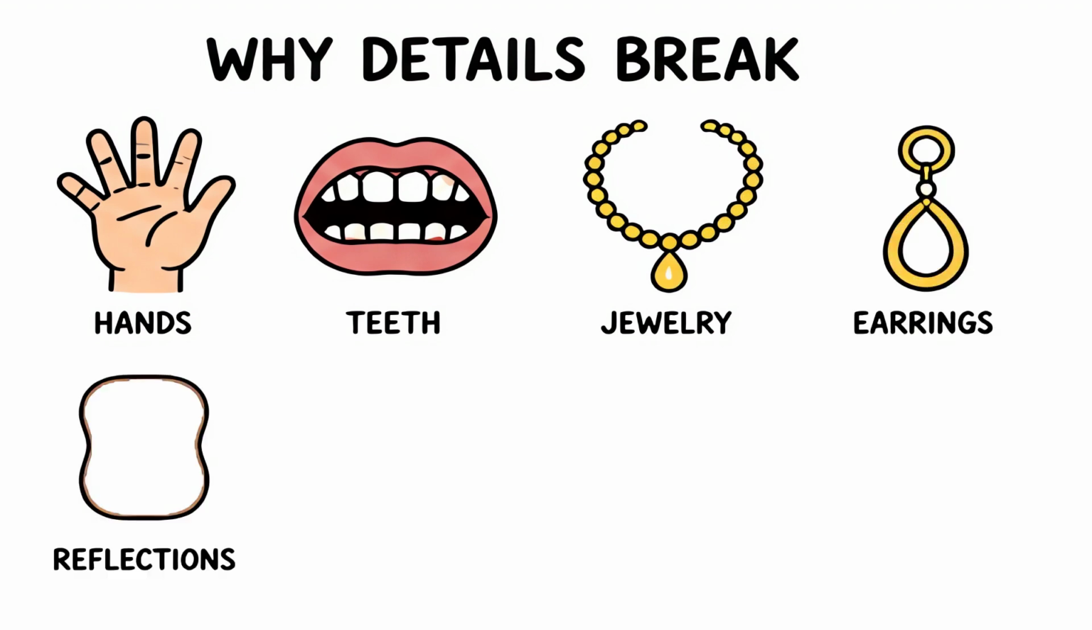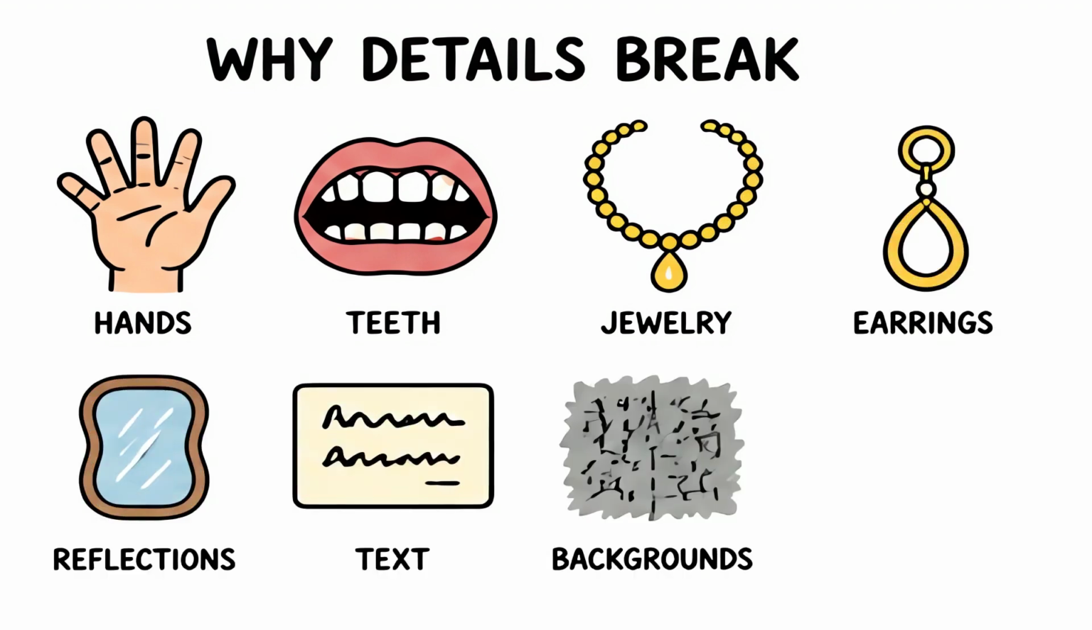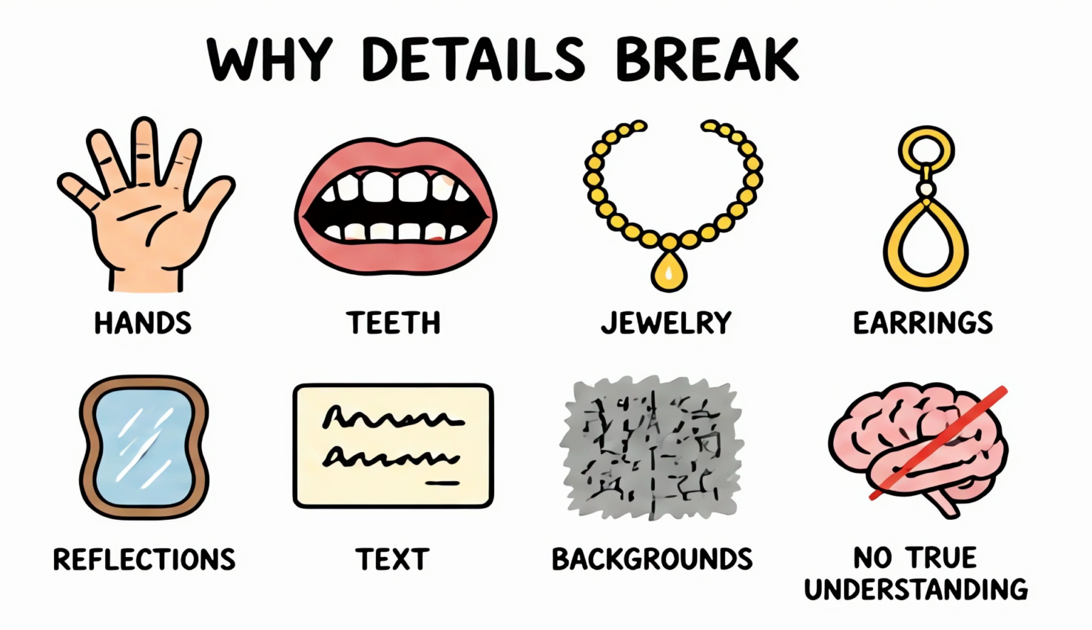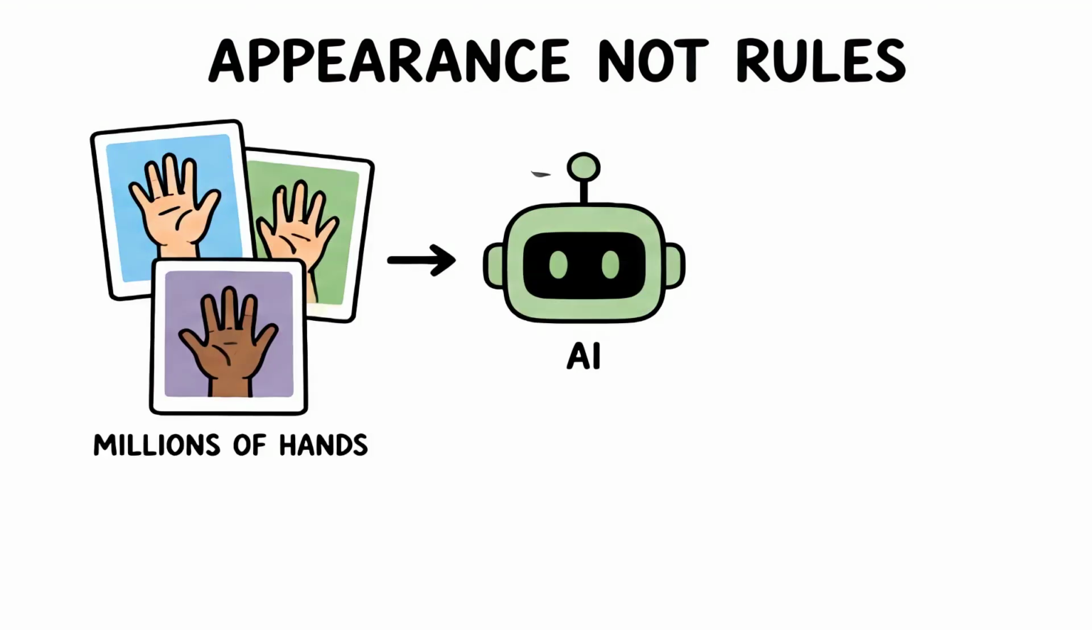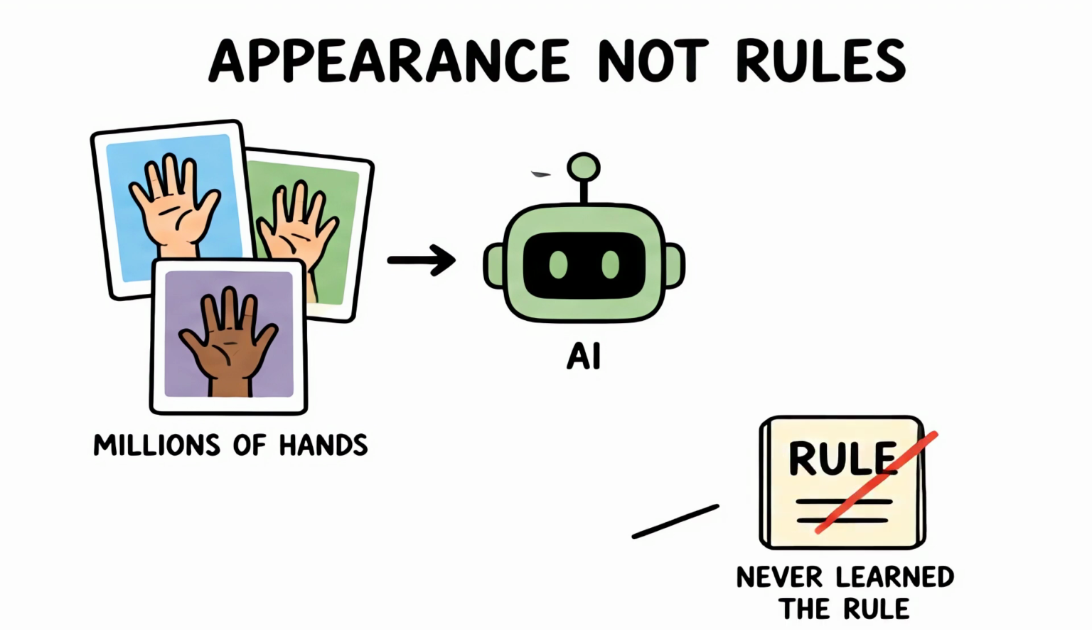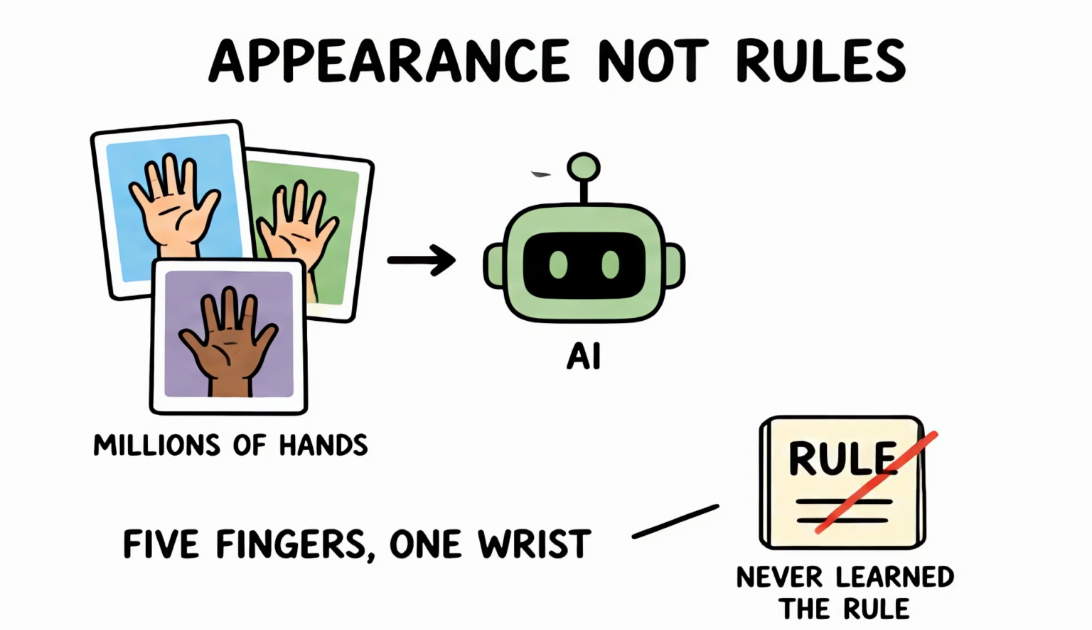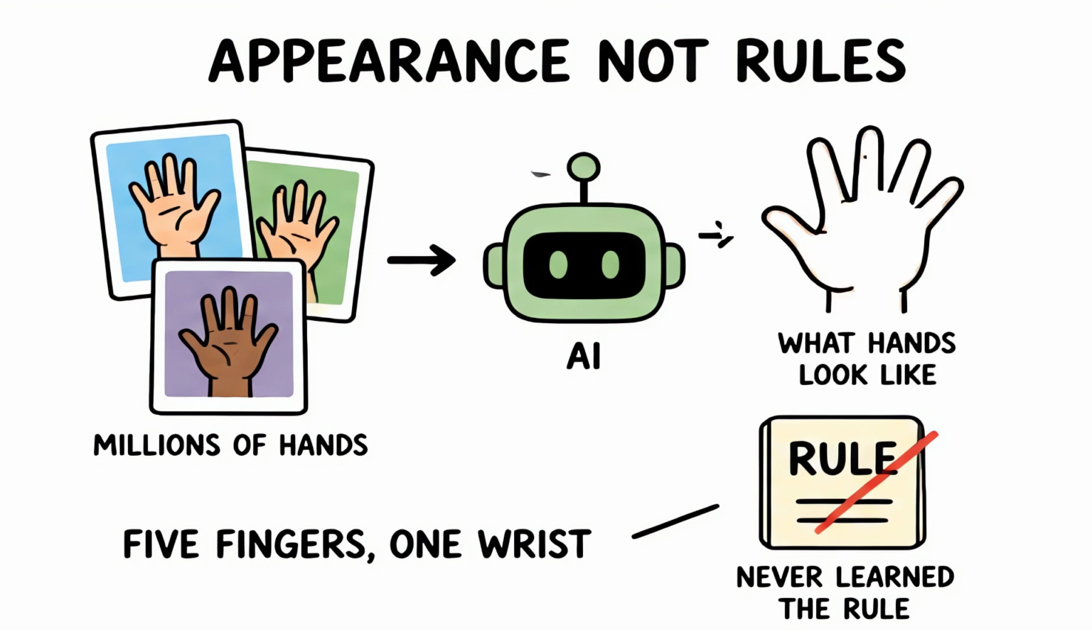So why does AI get details wrong? Hands, teeth, jewelry, earrings, reflections, text, and backgrounds often break. The AI matches appearance, not true understanding. It doesn't know how fingers actually work. Think of it this way. The AI has seen millions of hands in pictures, but it never learned that a hand has exactly 5 fingers connected to one wrist. It only learned what hands tend to look like.